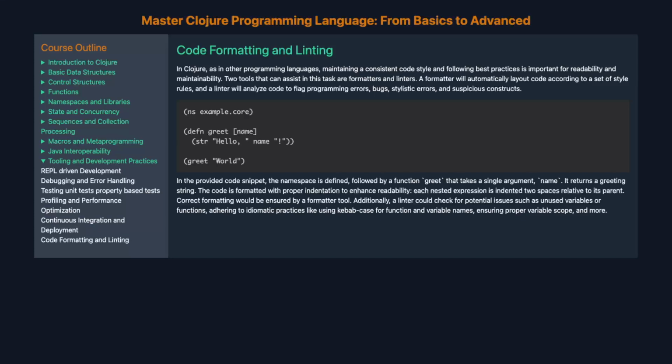In the provided code snippet, the namespace is defined, followed by a function greet that takes a single argument, name. It returns a greeting string. The code is formatted with proper indentation to enhance readability. Each nested expression is indented 2 spaces relative to its parent. Correct formatting would be ensured by a formatter tool. Additionally, a linter could check for potential issues such as unused variables or functions, adhering to idiomatic practices like using kebab case for function and variable names, ensuring proper variable scope, and more.